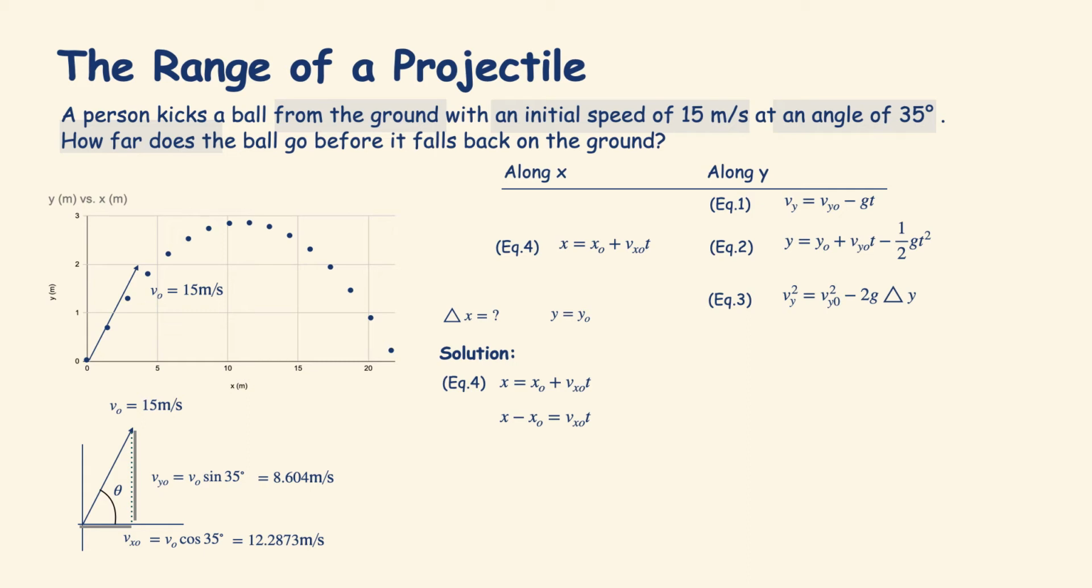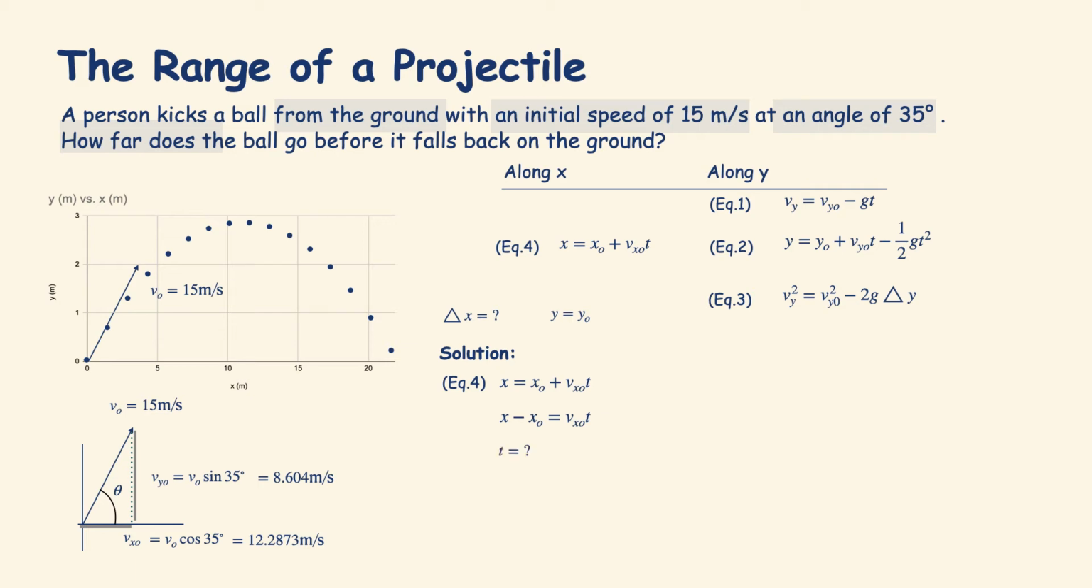put the value for the initial velocity along the x, which I know is going to be V naught cosine of 35, or in the lower left corner of my screen, I even put the numeric value of 12.2873 meters per second. And then I'll have to multiply by the time. So the question very quickly becomes, how much is the time?